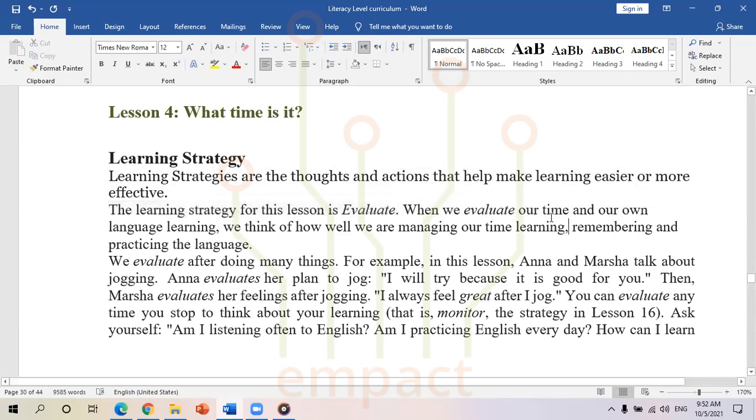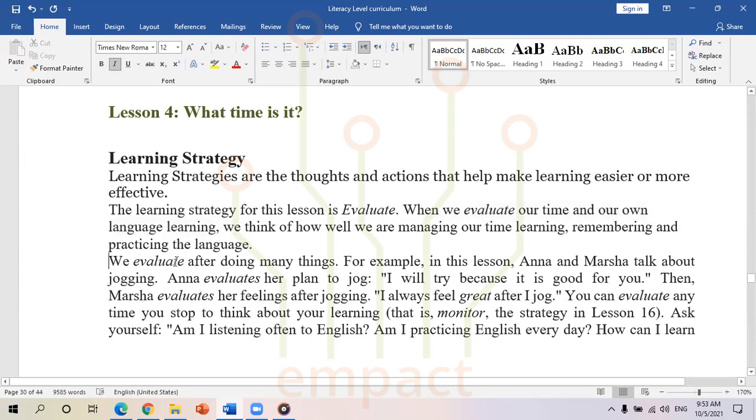Okay, when we evaluate our time and our own language learning, we think of how well we are managing. No, this is "well", not "will". How well we are managing our time learning, remembering and practicing the language.